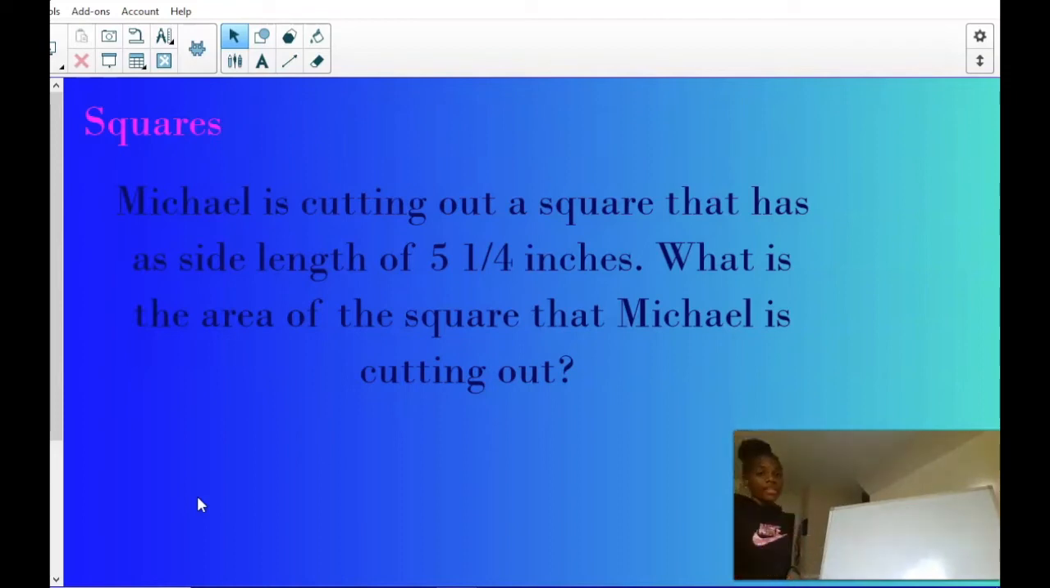All right. Michael is cutting out a square that has a side length of 5 1/4 inches. What is the area of the square that Michael is cutting out? All right. So notice they only gave you one dimension. When you only see one dimension, that means that we are only focusing on a square. A square, what do we know about a square? All four sides are equivalent to each other. Again, you don't see an image, so be sure to draw your image, all right?